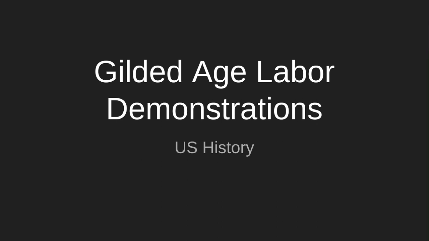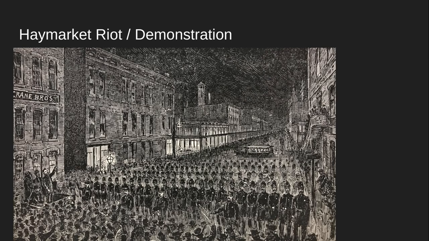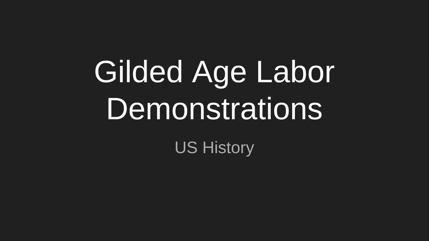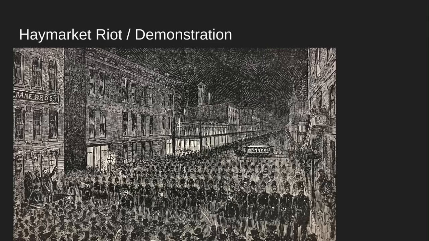So you have these two sides. You have millions and millions of Americans living in America, immigrants, African Americans migrating throughout America, and you have these huge corporations controlled by the robber barons or captains of industry. And this leads to many labor and business disputes that change America throughout the Gilded Age.